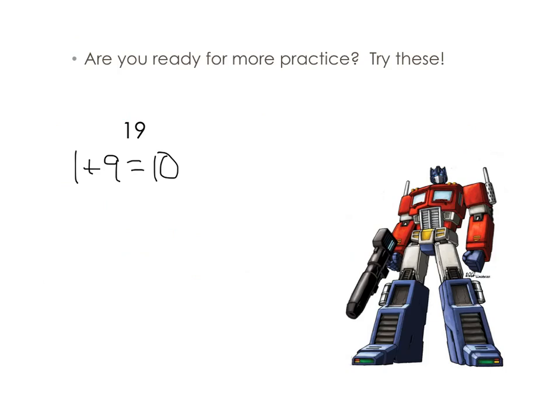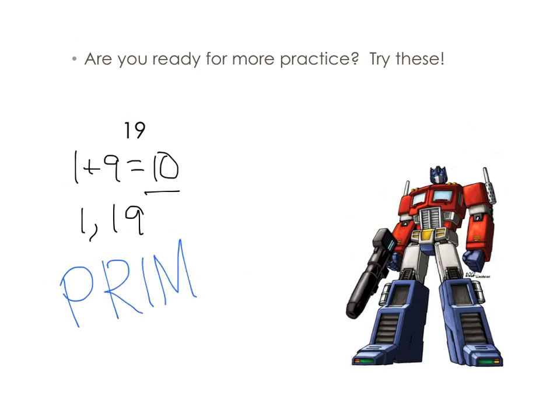1 plus 9 is 10, and 10 cannot be divided by 9, so 9 is not a factor. If I count by 7s, 7, 14, 21, 7 is not a factor. The only factors of 19 are 1 and 19. So that means, my friends, it is prime.